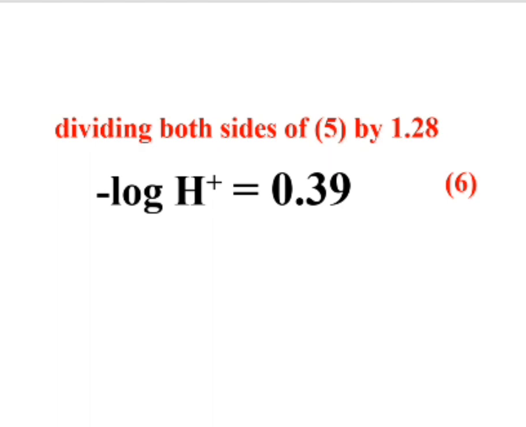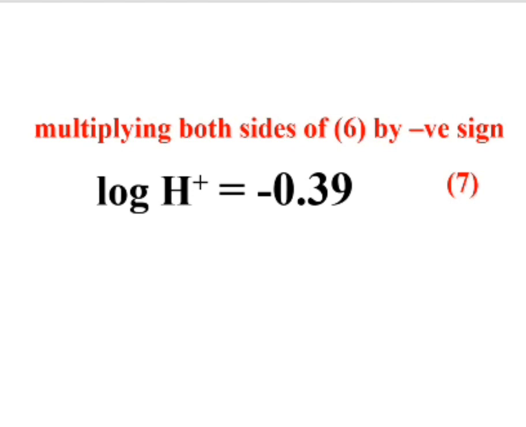equal to 0.39. And the best thing to do now, because we cannot solve with a negative sign for the unknown, is to multiply both sides of equation 6 by a negative sign, and that will give us log of hydrogen ion concentration to be equal to minus 0.39.